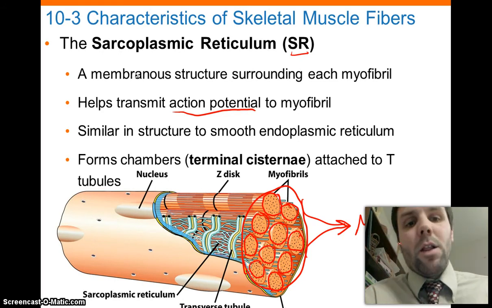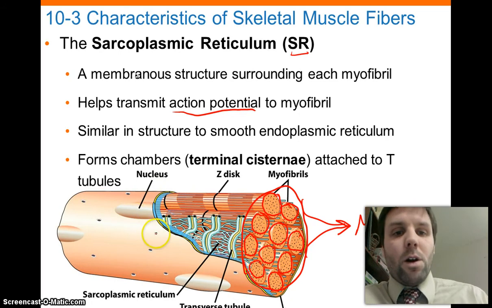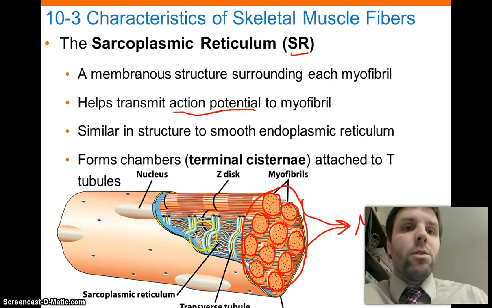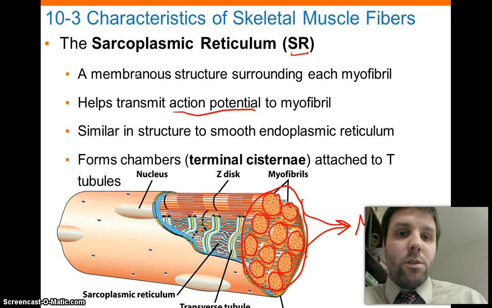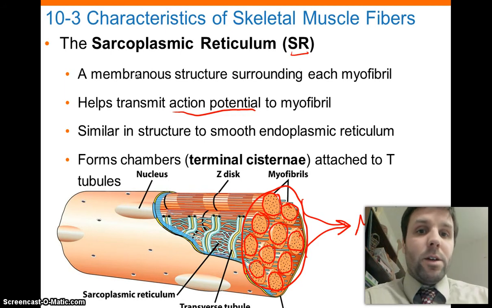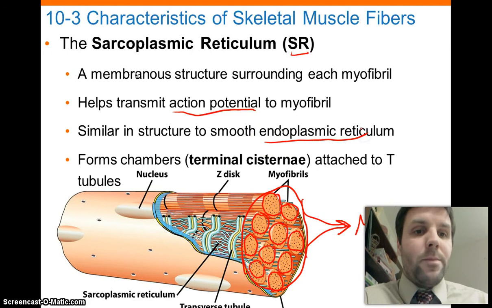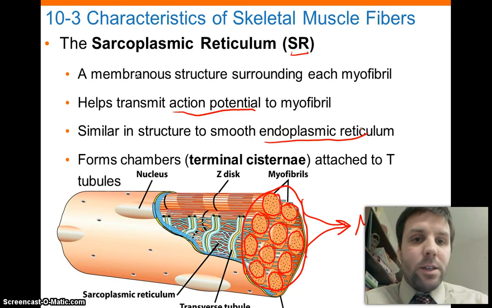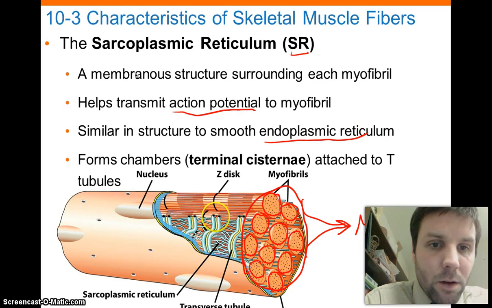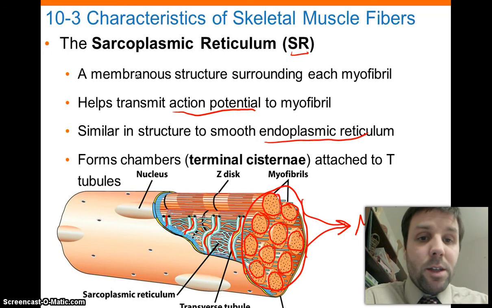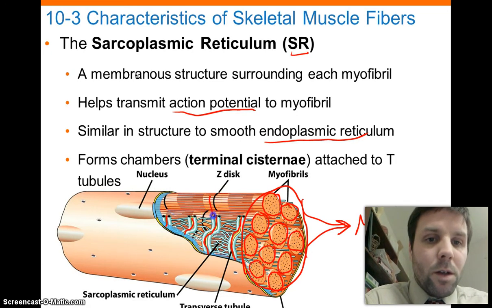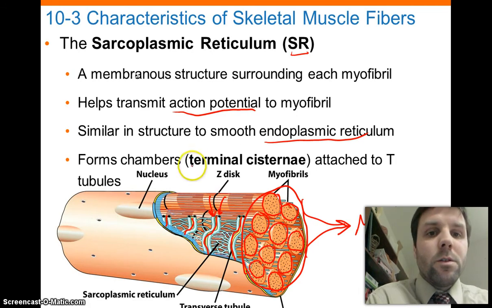What's helping move that electrical message from the nerve to the sarcolemma to the transverse tubules and now to the sarcoplasmic reticulum are all of these structures simultaneously. Okay, it's very similar in structure to the endoplasmic reticulum, as I said, and it forms chambers on the end. And you can look right here. These yellow lines are our T-tubules. On either side of our T-tubules, we have these blue groupings of sarcoplasmic reticulum. Those blue groupings, here and here, are what we call terminal cisternae.